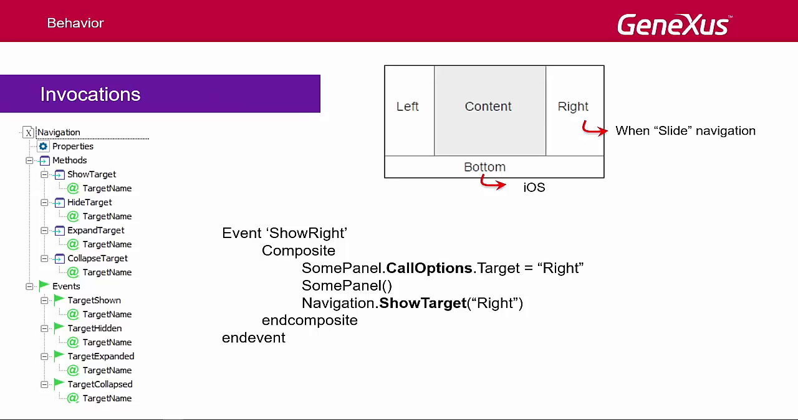For example, if the app's navigation style is slide and the central panel contains an event defined as shown, the panel not only has to be loaded in the region to the right with the target call option that we're viewing, but it also has to be displayed. To do so, the showTarget method of the navigation external object is used.